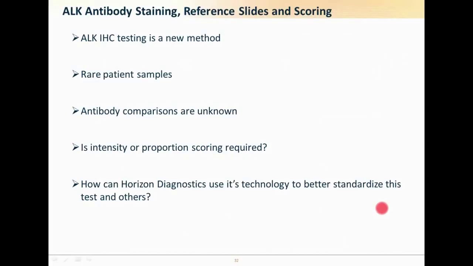Because ALK testing by IHC is so new, it's difficult to know what a strong expressor is versus a medium. And if you use one antibody, what comes out as a low expressor could actually be seen as a high using a different antibody. At this point, by having the reference standard, we can start to answer that question, and it will really help moving forward.